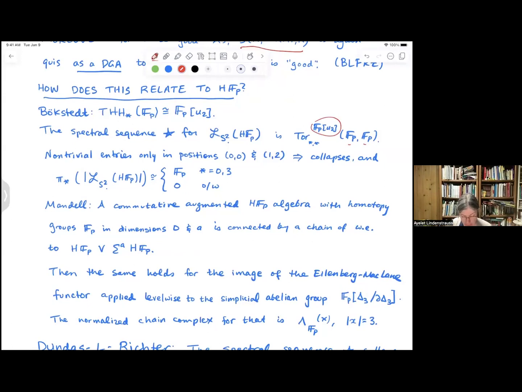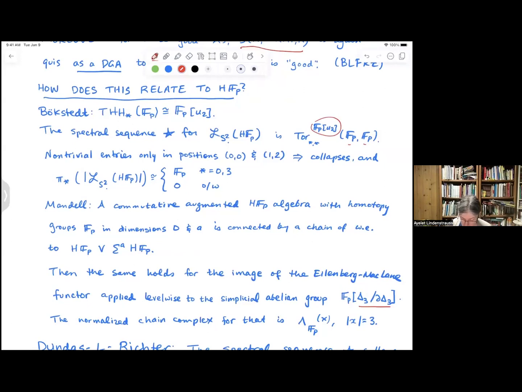But there's another spectrum we can cook up, which will also have these homotopy groups. And here's what we do. We start with the simplicial model of the three-sphere. And then we take the free FP vector space over it, and we get a simplicial abelian group. And of course, the homology of that is going to be exactly FP in dimension 0 and 3. But then we also apply the Eilenberg-MacLane functor level-wise to this thing, and we get a simplicial spectrum. And this simplicial spectrum is also going to have these same homotopy groups. And so it's also going to be related by a chain of weak equivalences to the classic example.